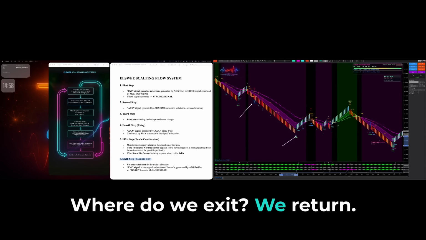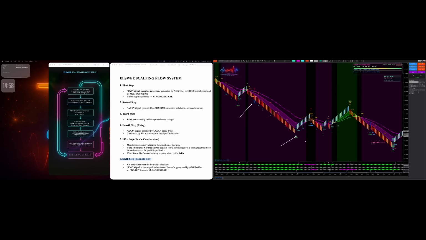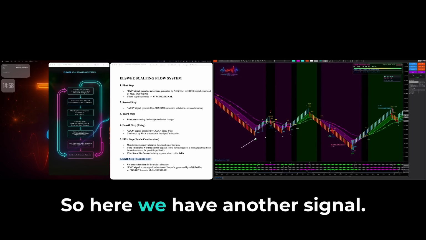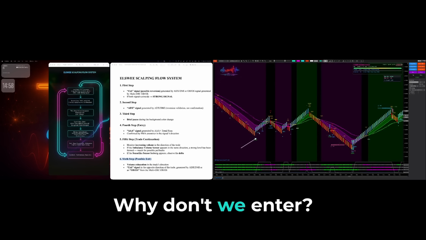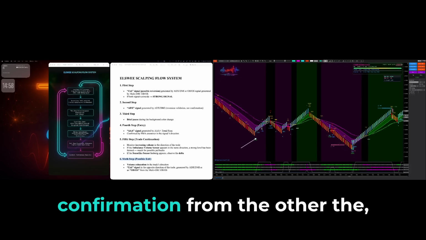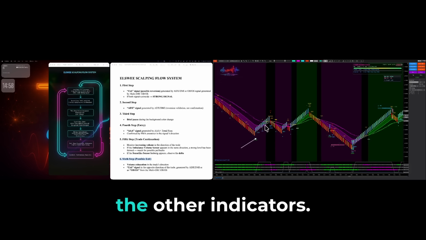Where do we exit? We return. Look at the signal here. So here we have another signal. Why don't we enter? Because we don't have confirmation from the other sequences of the other indicators.